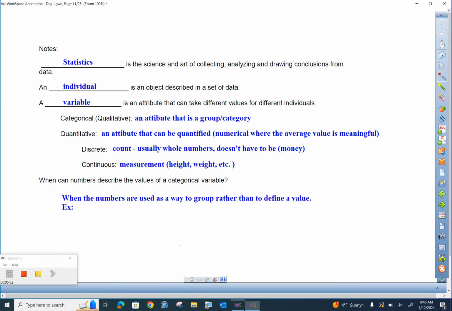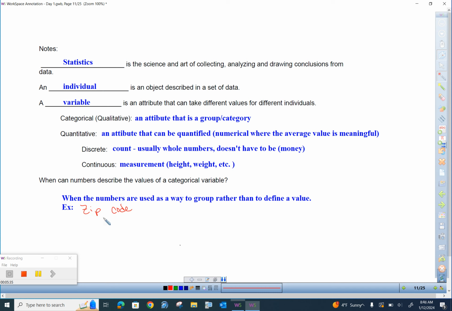Through that, you should be able to answer all of these questions. So if you didn't catch those, I'll let you pause the video and copy that down. But I want to talk about this last one here together. So when can numbers be describing actually a categorical variable instead of a numerical one? This is going to be when the numbers are used as a way to group rather than to define a value. So a couple examples of these that you're going to see is zip code.